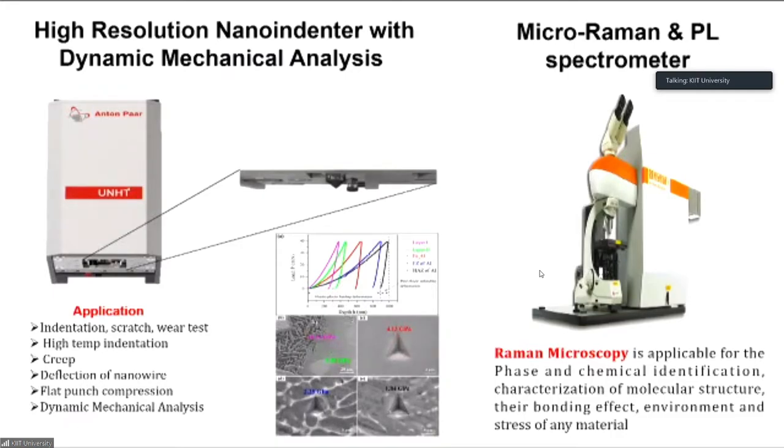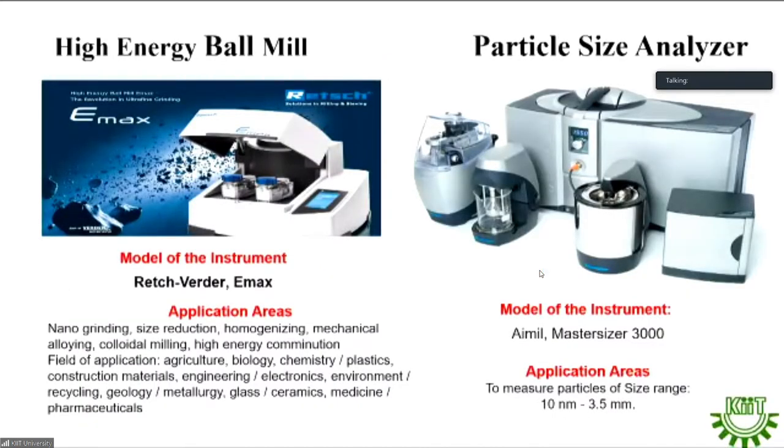And this Raman microscopy is especially utilized to conduct research in phase and chemical characterization of molecular structures and their bonding. For nano research, we have the high energy ball mill and the particle size analyzer instrument, especially utilized for research in nano grinding, size reduction, particle size measurement from 10 nanometer to 3.5 mm, and mechanical alloying, colliding milling.